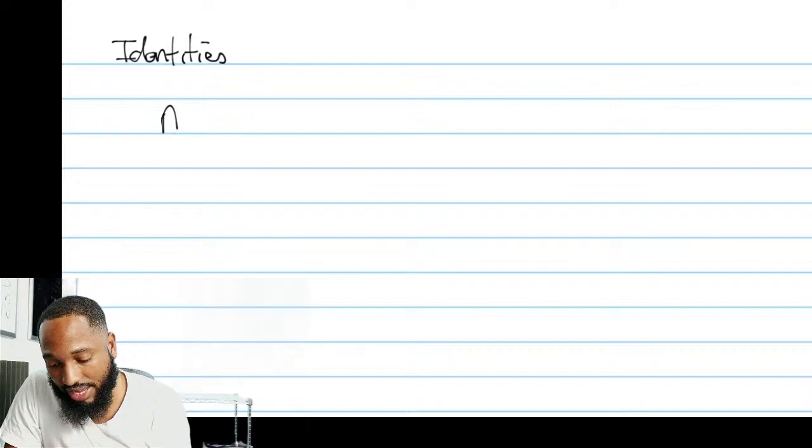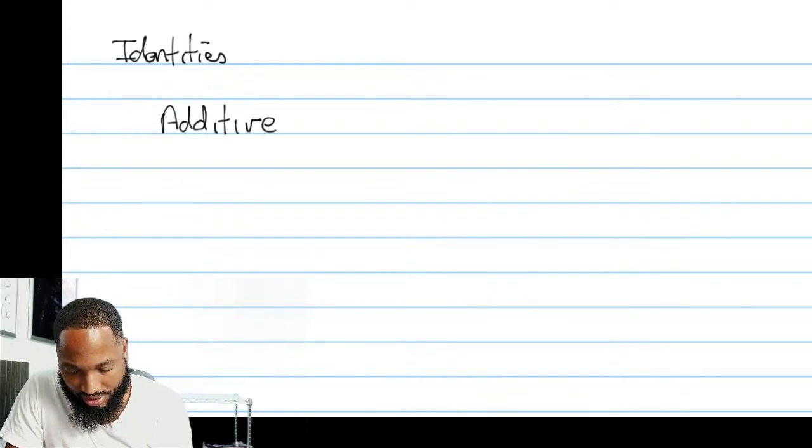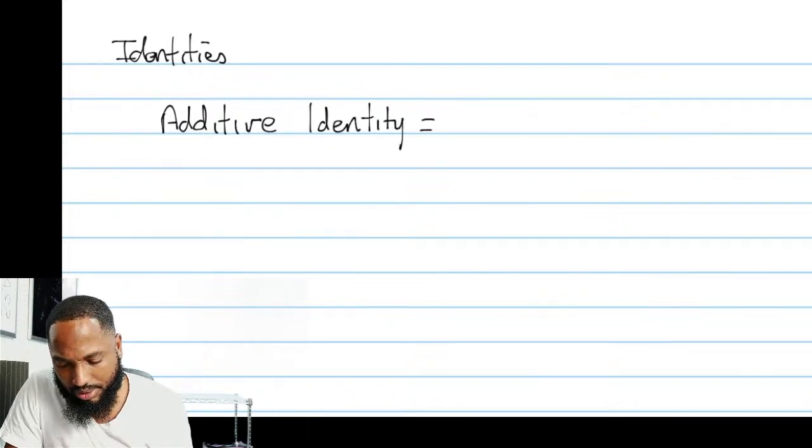So let's say we have the additive identity. What is the additive identity, people? What is the multiplicative identity?